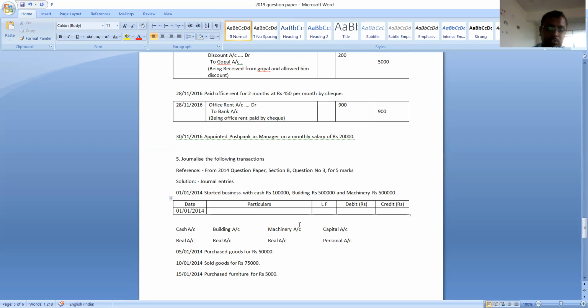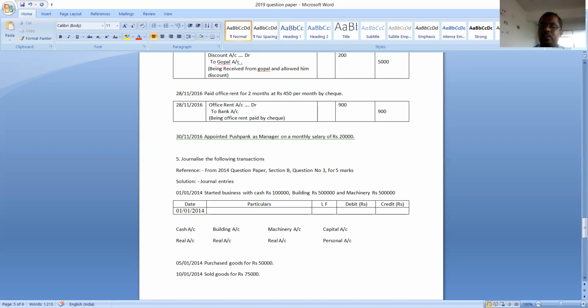Cash is real account because it is an asset, building is real account because it is an asset, machinery is real account because it is an asset. Then capital account is the owner's account. Owner is what? Owner is the person, understood? Okay, now we should decide which account should be debited and which account should be credited. If there is a real account and a personal account, it is not at all difficult to decide which account should be debited and which should be credited.